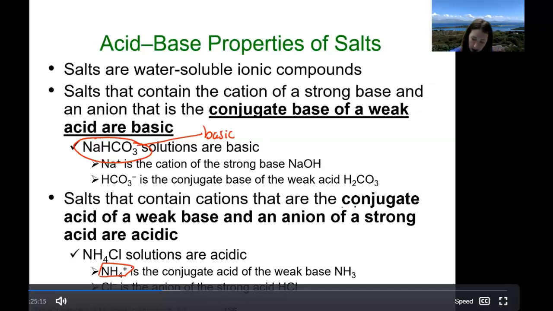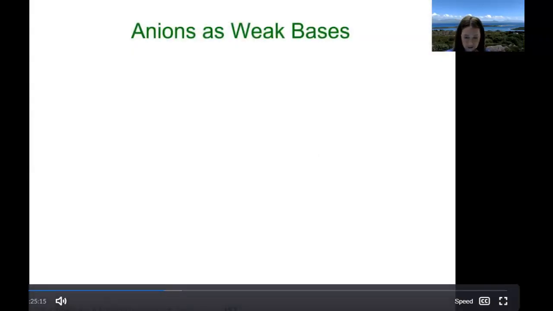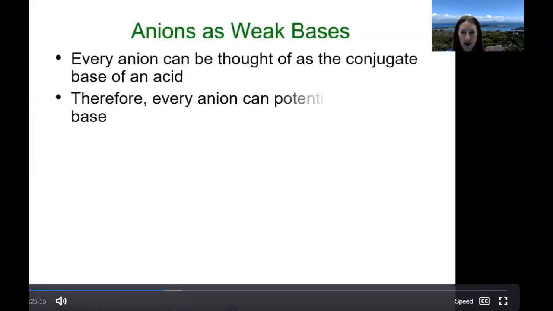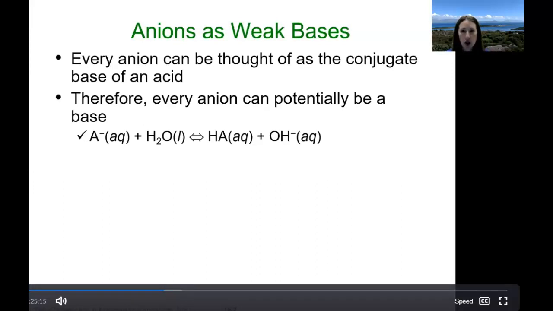So again, conjugate acids of weak bases are acidic. Okay? Let's try some more of these. So we're thinking of everything as conjugates. The stronger the acid is, or the stronger the base is, the weaker the conjugate is.